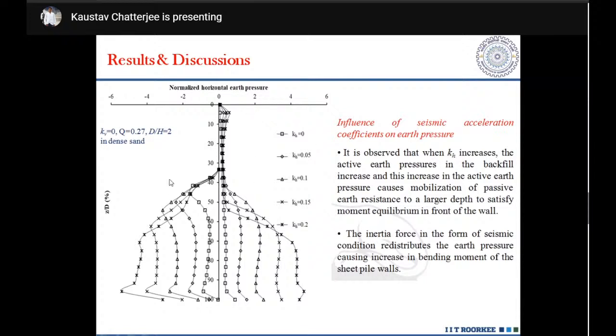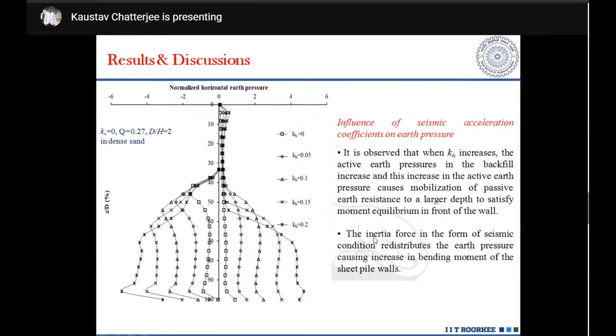Okay. Now coming to this one, it shows horizontal earth pressure versus strength, from both the active side and also the passive side. It is seen that as we increase KH from 0 to 0.2, the active earth pressure in the backfill increases, and this increase causes the mobilization of the passive earth resistance to a larger depth to satisfy more equilibrium in front of the wall.